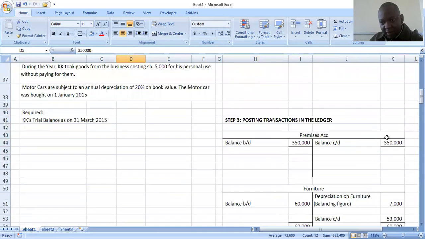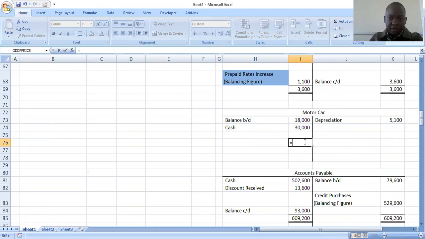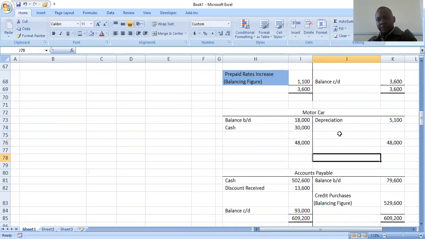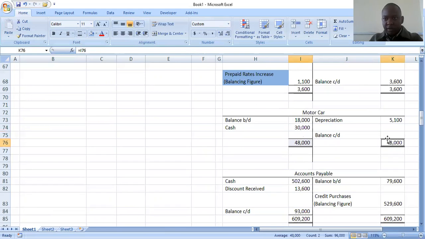Now the other accounts that have not been balanced off, I can balance them off here. So we have motor car. The balance carried down for motor car is equal to 4,800 minus 5,100. So the balance carried down of motor car is 4,900.